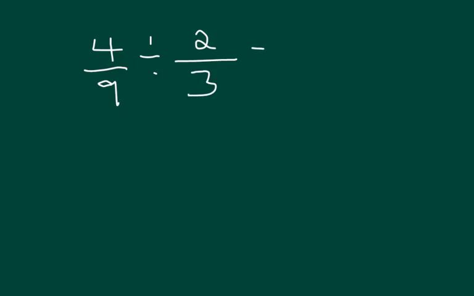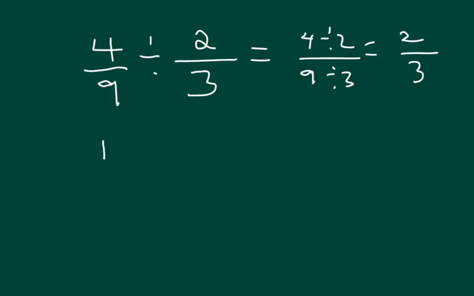Now this is very rare that you get a statement where you can actually do 4 divided by 2 and 9 divided by 3. But this actually does work. 4 divided by 2 is 2, 9 divided by 3 is 3. So the answer to this problem that I started with is 2/3.